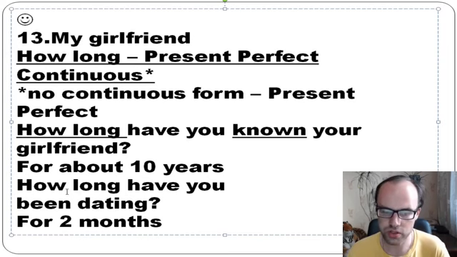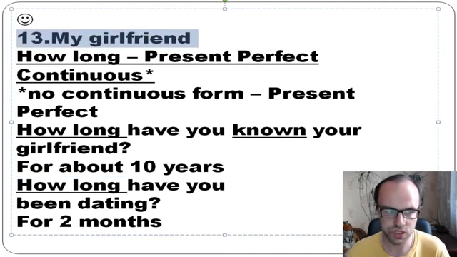Okay. So you see, it's present perfect continuous because of how long, and this word has a continuous form, so we use present perfect continuous. How long have you been dating? For 2 months. Good, very nice. So my girlfriend. How long? Present perfect continuous. No continuous form, present perfect.